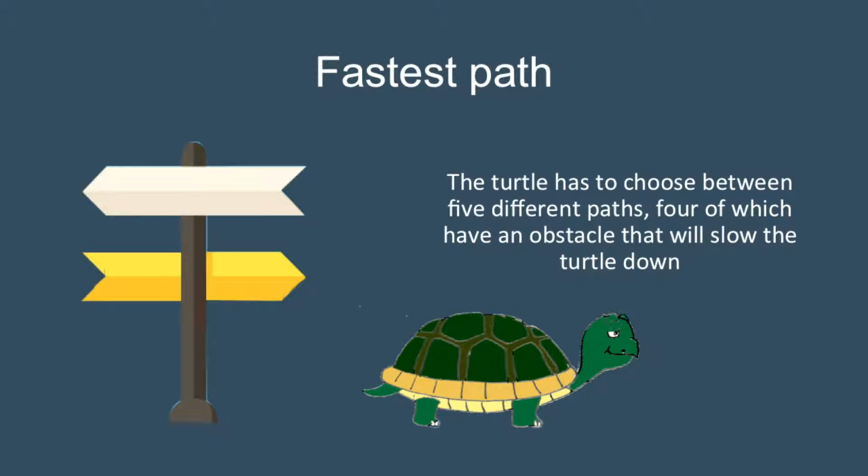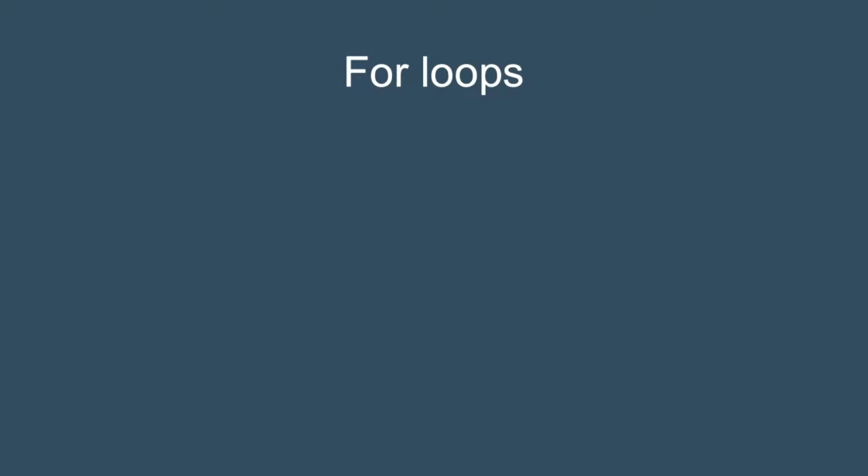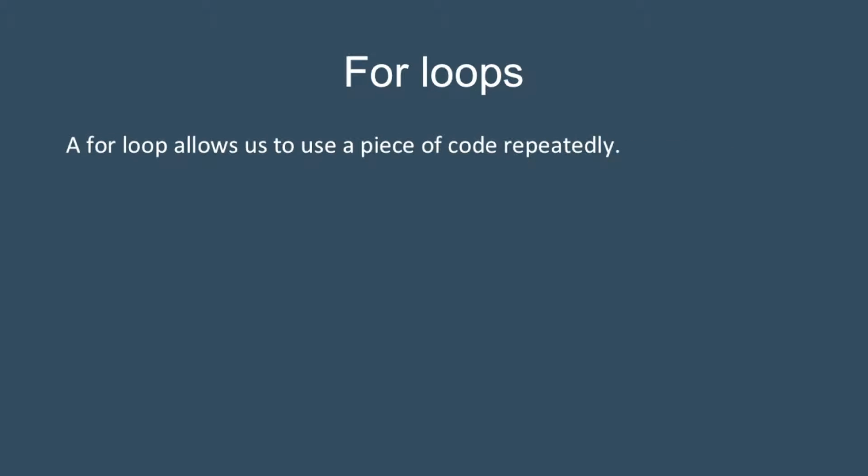The turtle needs your help to choose the empty route and save time in order to have a chance at winning the race. To help the turtle, we need to learn about for loops. A for loop allows us to use a piece of code repeatedly. The number of iterations has to be known in advance.